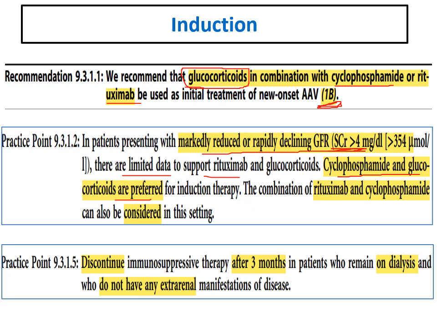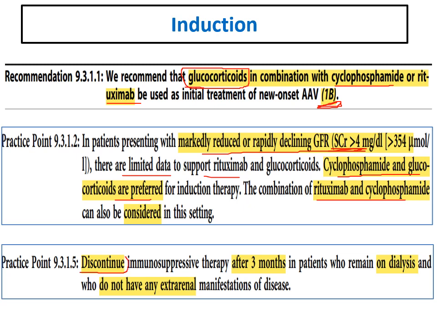The data is limited for the use of rituximab in severe cases. In such severe cases, we can give rituximab and cyclophosphamide can be considered, but the preference in such severe cases is to give cyclophosphamide and glucocorticoids.